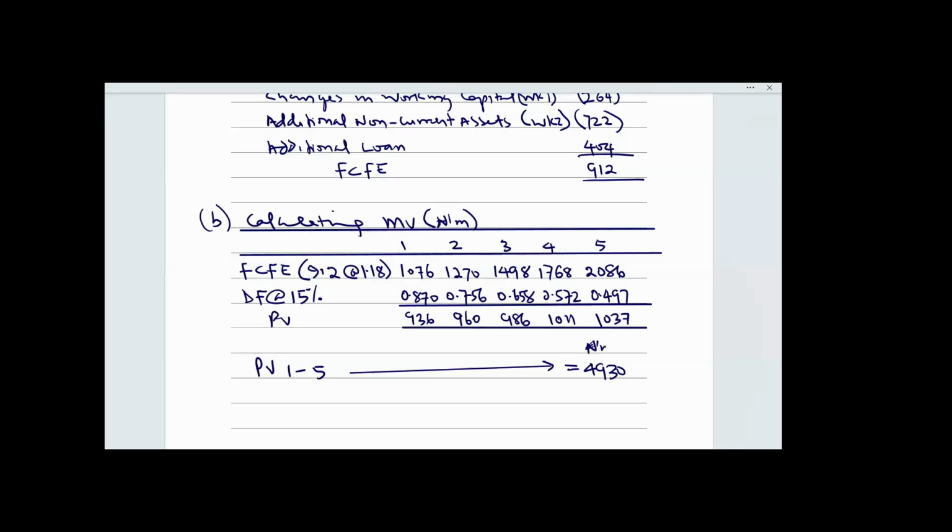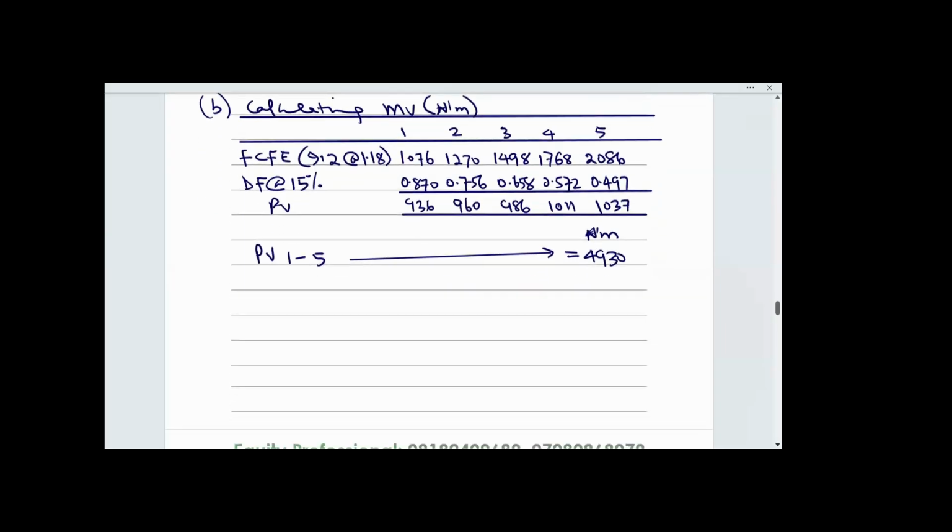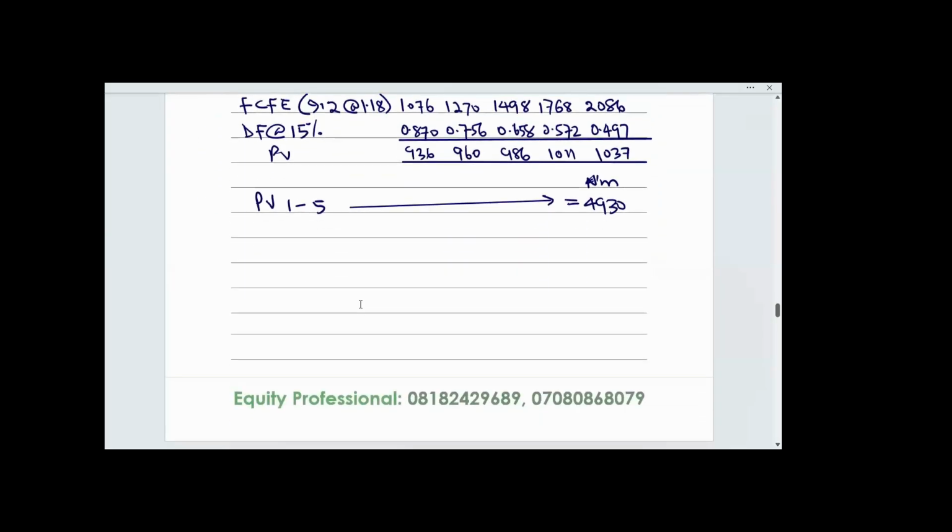4,930. So that's the PV of the initial period. So in addition to this, you also need to calculate PV of the terminal value, that is PV from year 6 to infinity, because the company is seen to be operating on a going concern basis. So you need to determine the value of the business on a going concern basis.